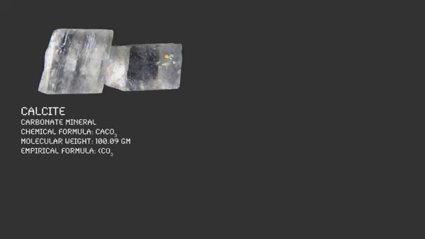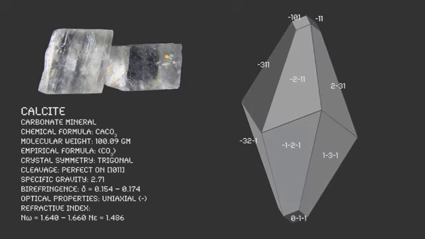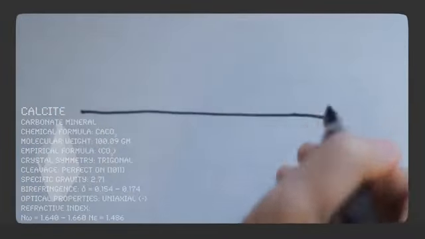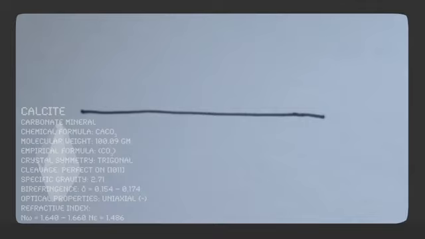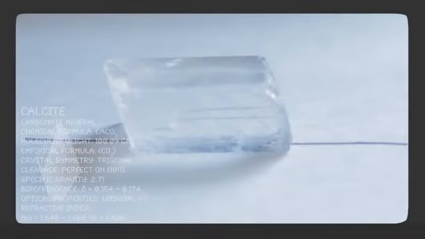To help you visualize this phenomenon, let's do a simple experiment with the mineral calcite. Calcite has an extremely high birefringence. Draw a line on a piece of paper. When a calcite mineral is placed on top, you can see two lines instead of one. This is because as the light ray, the drawn line, enters calcite, the single ray is split into two.